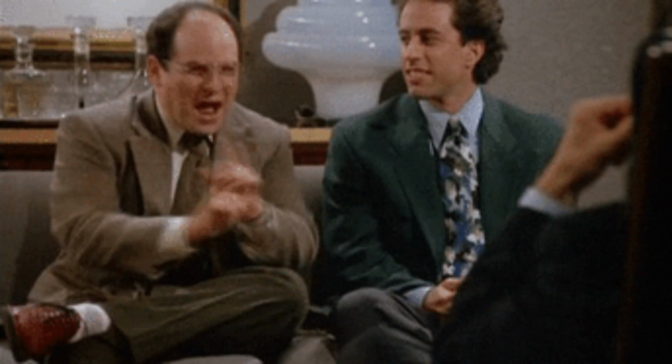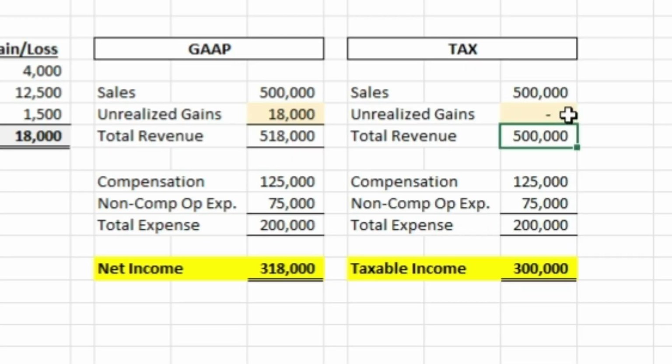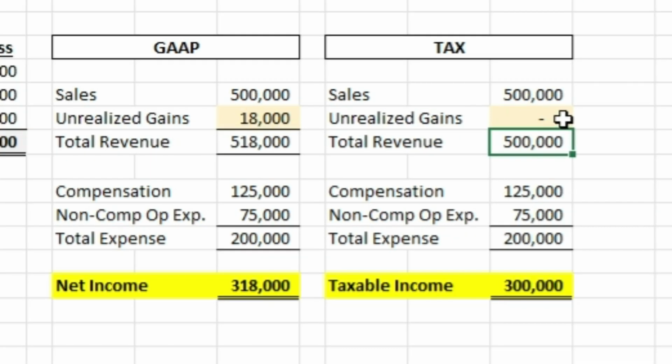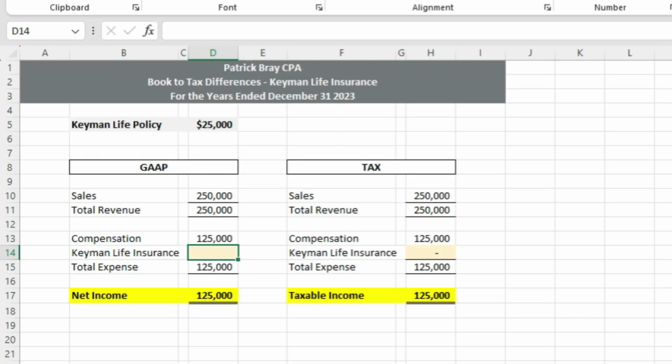Tax, we're literally going to do nothing because from a tax standpoint, you are not recognizing a gain or loss until you sell that security. So if we're still holding those stocks at the time of reporting and they have an unrealized gain or loss, from a tax standpoint, we are just going to ignore it. We're not going to recognize anything until one of those securities or all of those securities are sold. From a GAAP to tax standpoint here, my net income on a GAAP basis is $318,000. My net income from a tax basis, $300,000.